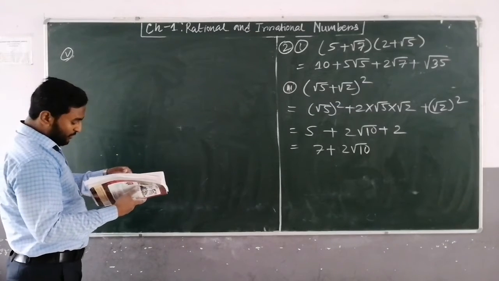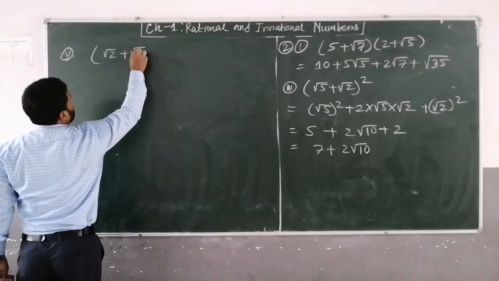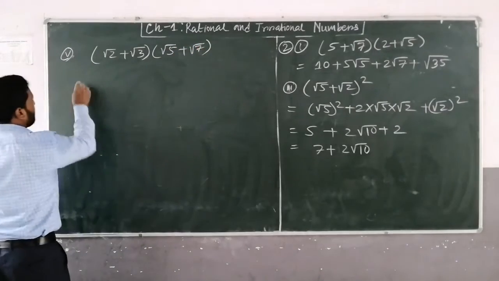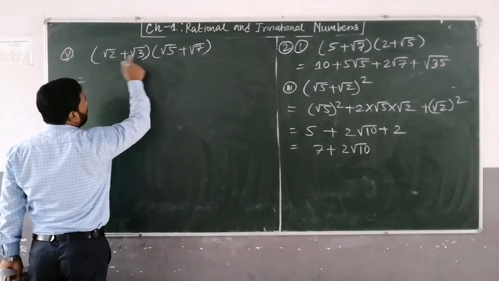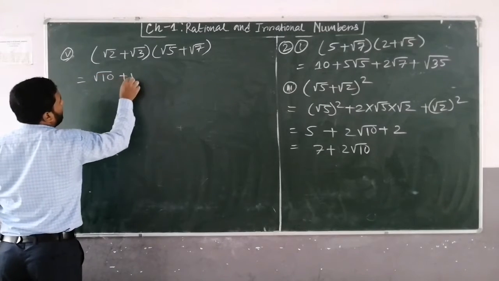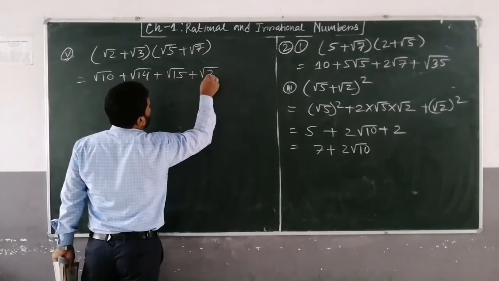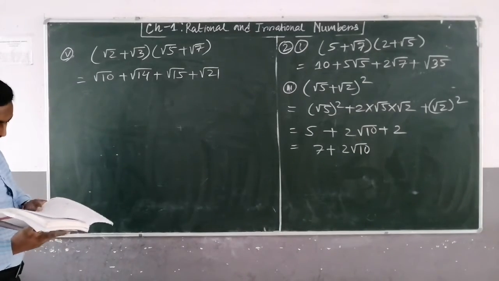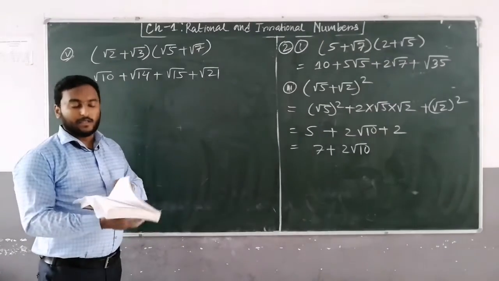It is given that root 2 plus root 3 into root 5 plus root 7. So that is equal to: you will multiply root 2 by this 2, and root 3 by this 2. So by root 2 it will be under root 10 plus under root 14 plus under root 15 plus under root 21. That is the answer. So that is the fifth part. And the sixth part, again same method, same multiplication you will apply. So the sixth part is your homework.